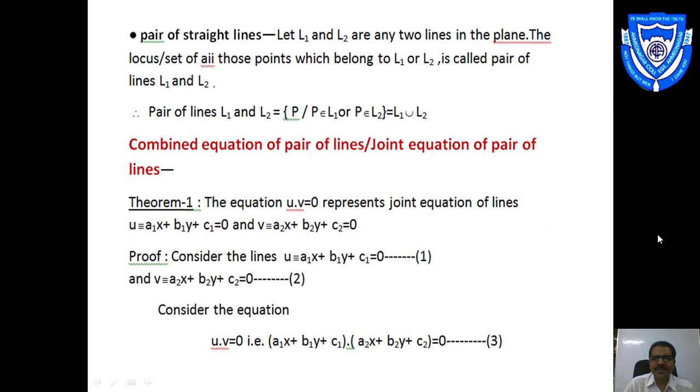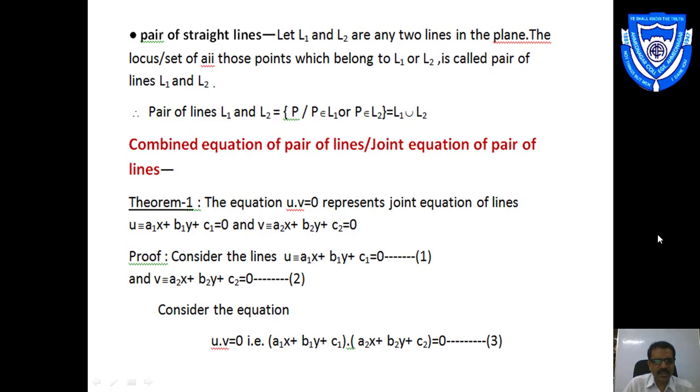Now to derive that mathematical equation of pair of lines, let us discuss the theorem. Theorem 1. The equation u into v is equal to 0 represents the joint equation of lines: line u, whose equation is a1x plus b1y plus c1 is equal to 0, and line v, whose equation is a2x plus b2y plus c2 is equal to 0.